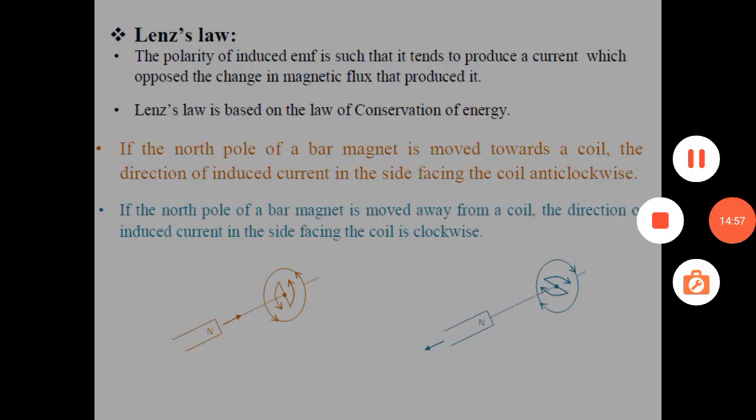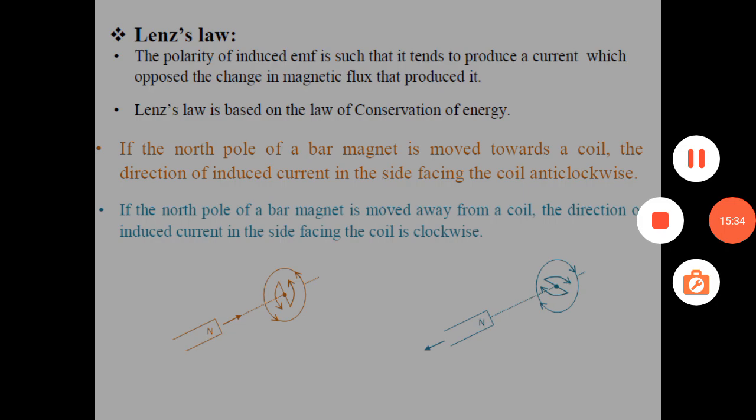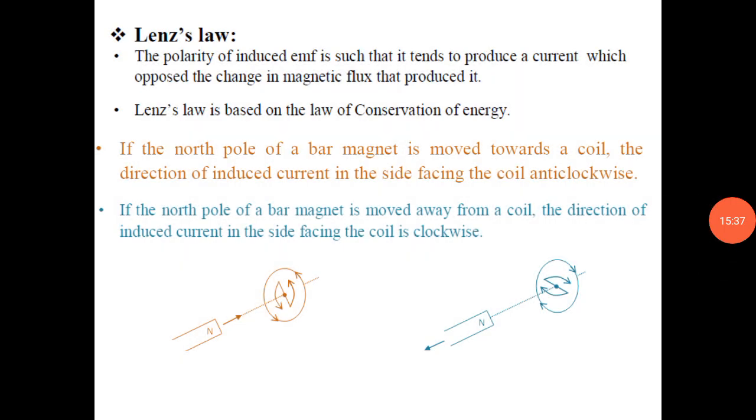Okay, so this is a very important law, and in the next class we have to discuss the motional EMF. It means when a coil or a rod is moved in a magnetic field, how much EMF will be induced in it, that we can discuss in the next class. Okay, try this carefully. Okay, thank you. Note it down.